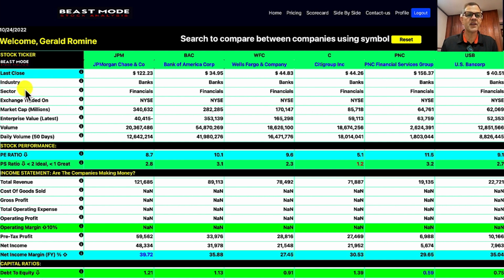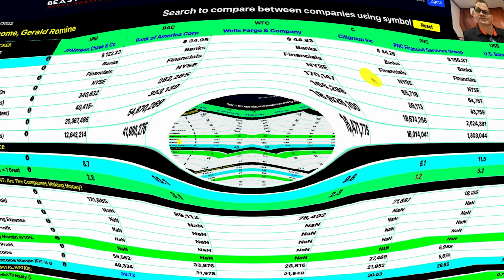Now, the first thing we can see, the industry and the sector, these are all banks in the financial sector. They all trade on the New York Stock Exchange. And then if we come down and look at the stock performance, I love low PE ratios for long-term stocks. These guys all qualify. Our lowest on the day is going to be Citigroup coming in at 5.1, and our highest is going to be PNC at 11.5. But all of these guys have nice low PE ratios, so that's a real plus.